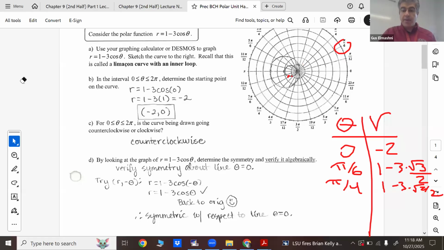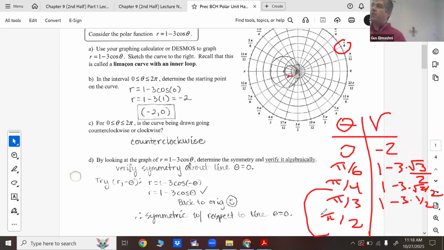If I do pi over 3, that's an easy one. Cosine of pi over 3 is what? So 1 minus 3 times 1/2, which is -0.5. So if I look at pi over 6, which is over here, the radius is -0.5, but it flips, so it's going to be right there. Now, if I plug in pi over 2, this is the part I really want you guys to be present to: what's happening between pi over 3 and pi over 2. This will help you get a better understanding of how this graph is generated and when it touches the pole, or when you have zeros of the polar curve or polar function.